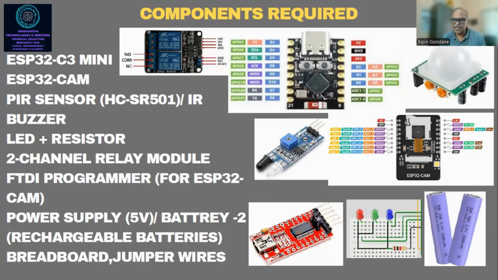Okay, so PIR sensor or IR sensor, I have used buzzer, LED, resistors, two-channel relay. If you want to use it, you can use it. An FTDI module for ESP32. Please remember FTDI module. Here I have given in the picture, but I have used this FTDI module.